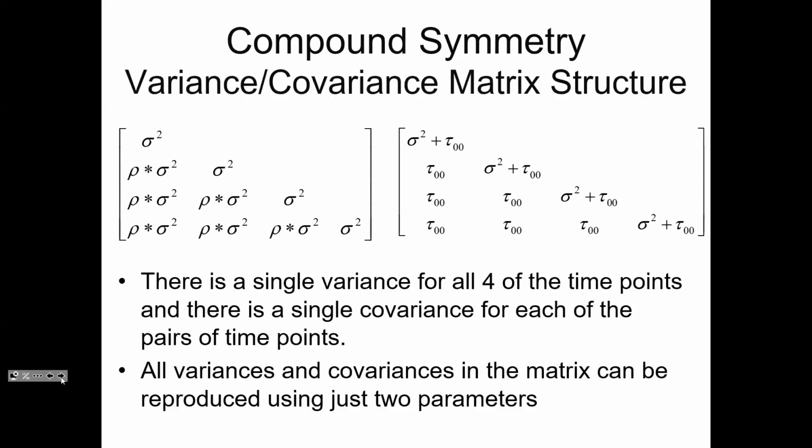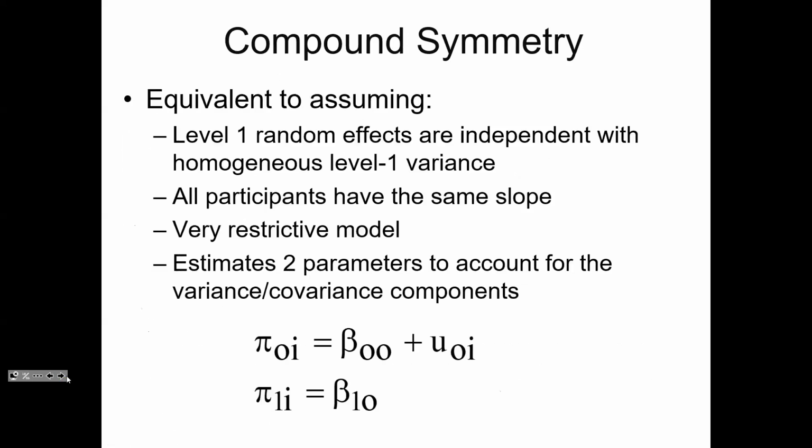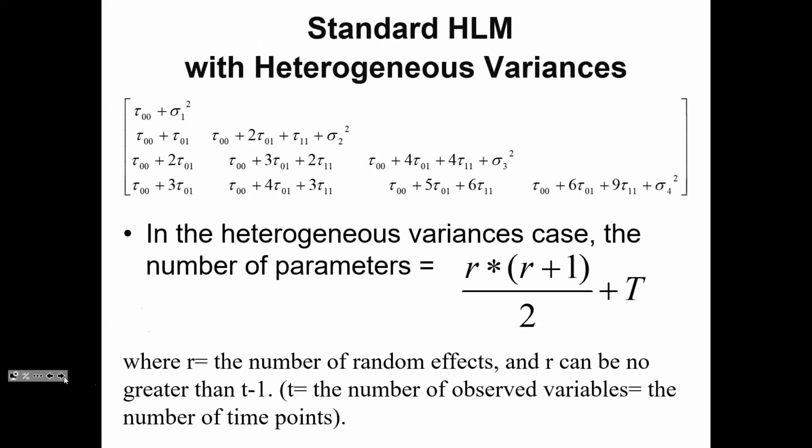Okay. All right. But again, we could model compound symmetry in our multi-level models. If this is really the structure we think that we need, it's really easy. We just don't allow the slope to randomly vary. So again, that's what I'm saying here. It's just totally equivalent to saying all of our people have the same slope. That will give us a compound symmetric variance covariance matrix. All right.